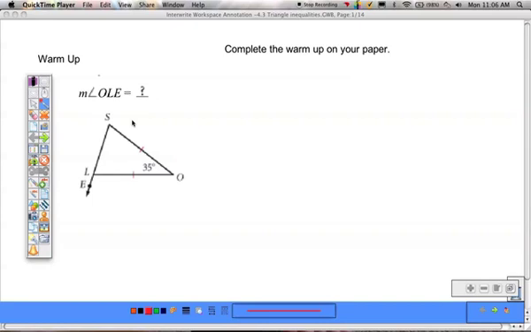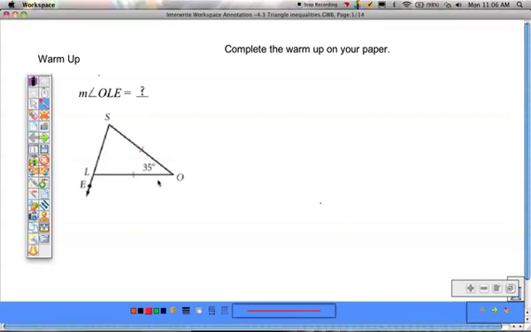So you start at the vertex O. So O to L to E is this angle right here. Okay, start with what you know. We have an isosceles triangle. The vertex angle is 35.